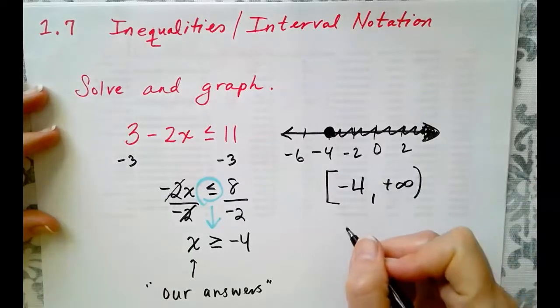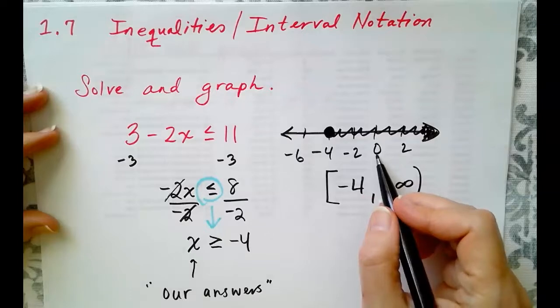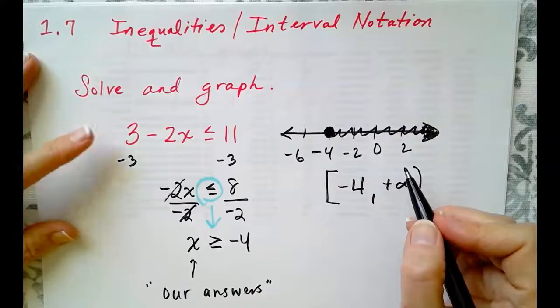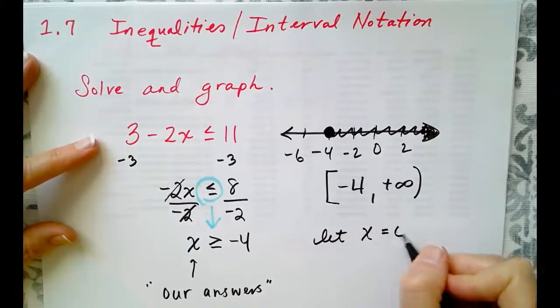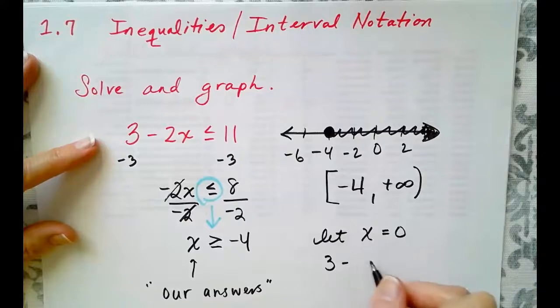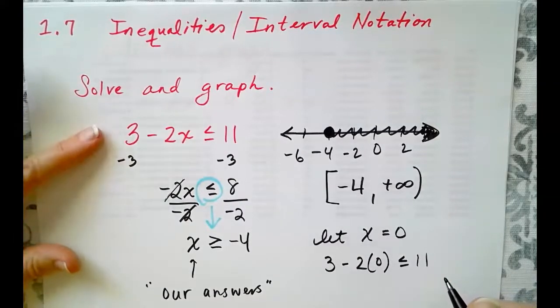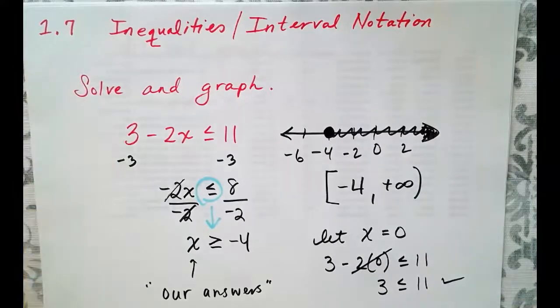Now, let's do a quick check. And 0 is a number that's in the solution set. So when I plug in 0, it should make the original inequality true. So let's give it a shot. So let x equal 0. So 3 minus 2 times 0 is less than or equal to 11. Remember, we're always going back to the original equation. That, of course, is 0, and 3 is less than or equal to 11. It is true. So our solution set makes the inequality a true statement.